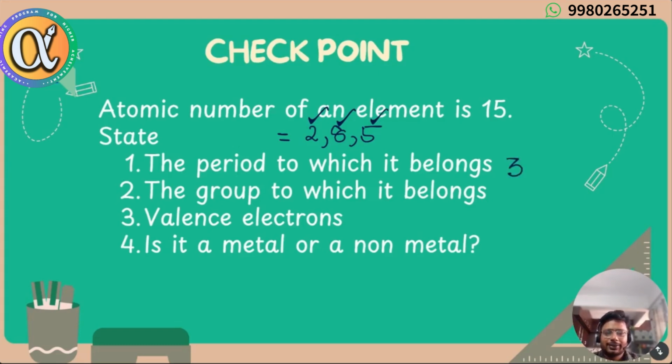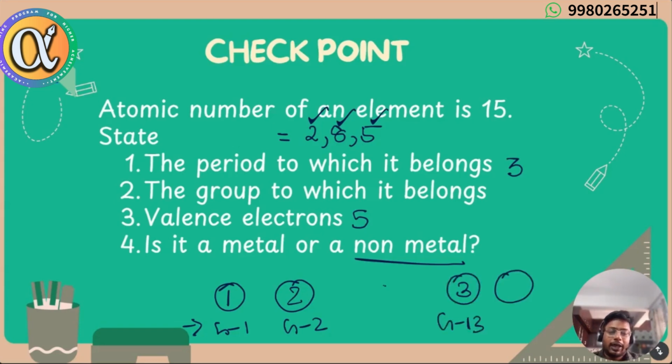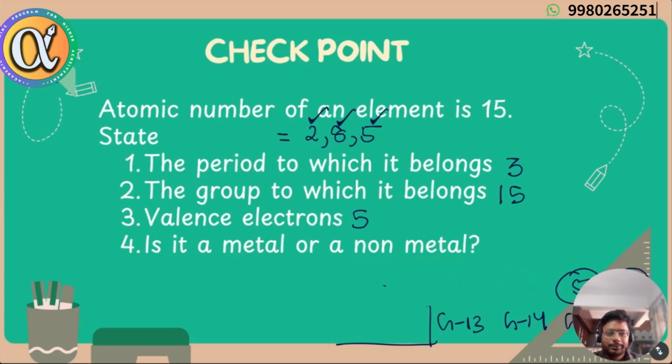The group to which it belongs. Do you know how many valence electrons are there? 5. Is it a metal or a non-metal? Non-metal. Okay, now let's come to the second question, the group to which it belongs. If you remember, I said, if you have one valence electron, you are in group 1. If the element has two valence electrons, it is in group 2. If the element has three valence electrons, it is in group 13. Four valence electrons, it is in group 14. Because between 2 and 12, that's transition metals. 5 valence electrons, it is in group 15. 6 valence electrons, this is in group 16. And then 17 and 18. So if valence electron is 5, to which group does it belong? Group 15. That's it. Clear?